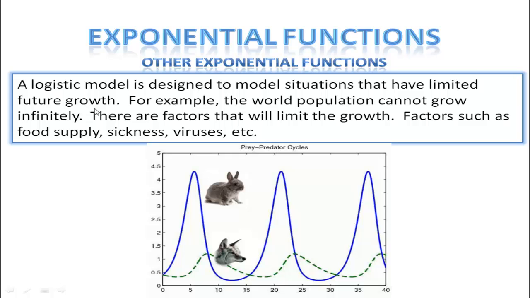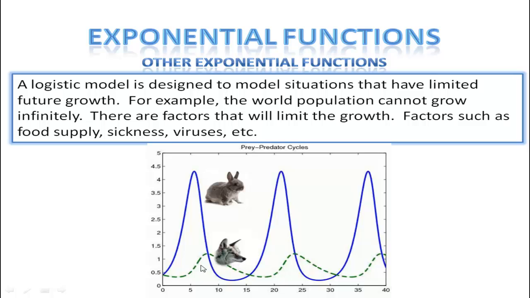And specifically in population, there are factors that will limit population. It will not let it grow infinitely. Factors like the food supply, sickness, viruses, etc. And here I have a graph on the prey versus predator cycle, and this is a model that shows how the population of hares or of rabbits changes in comparison to how the population of wolves, of the predator, changes.